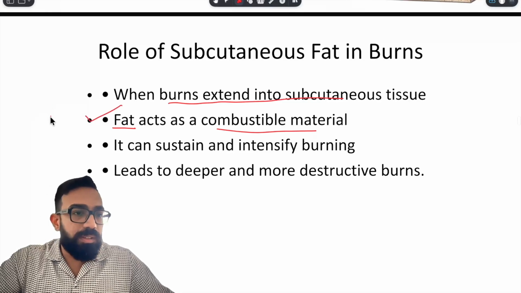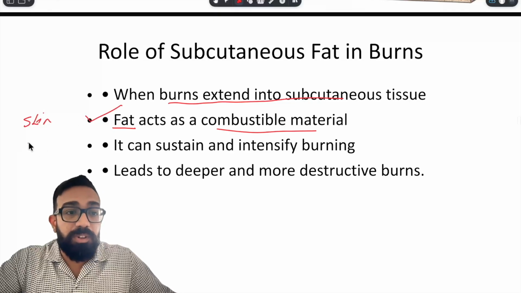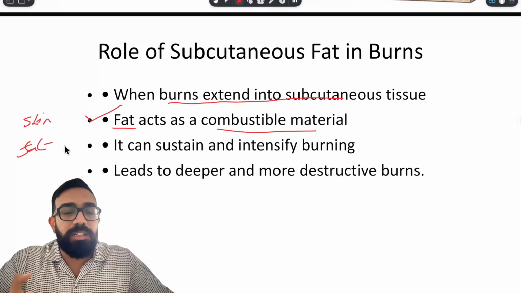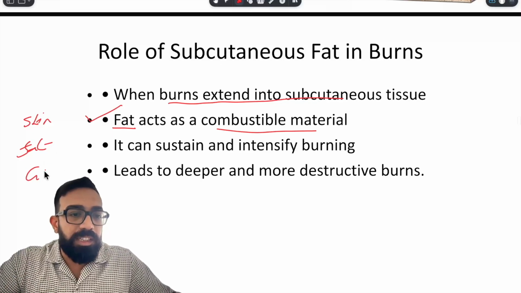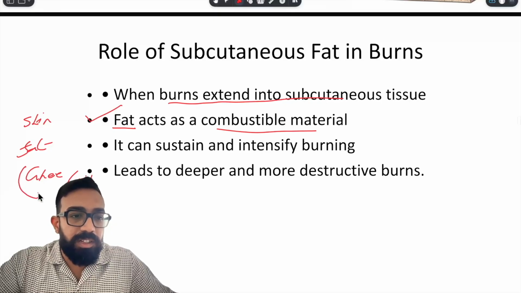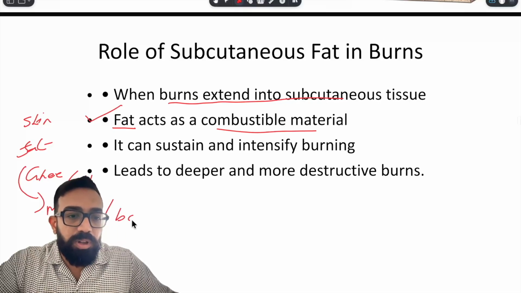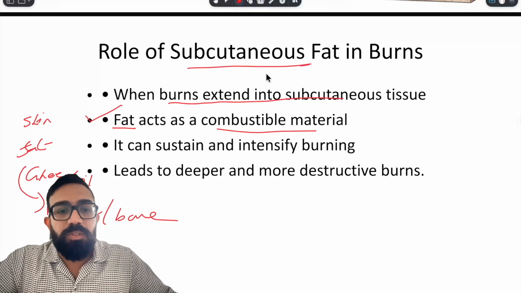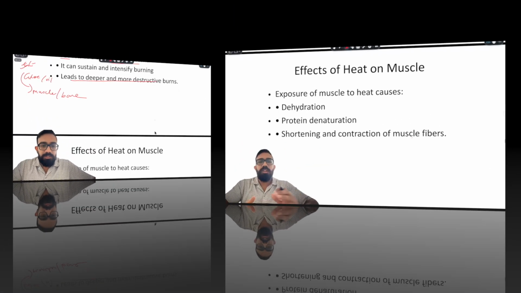So once, skin provides some resistance against burn, but when it reaches the fat and the fat starts boiling and burning, it acts as a ghee or an oil and the burn extends drastically. It definitely involves the muscle and bone underneath. Once the fat is involved, it definitely leads to more destructive burns.